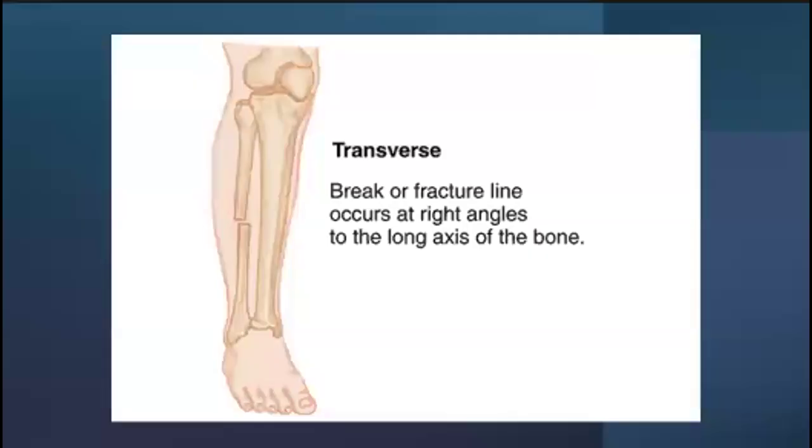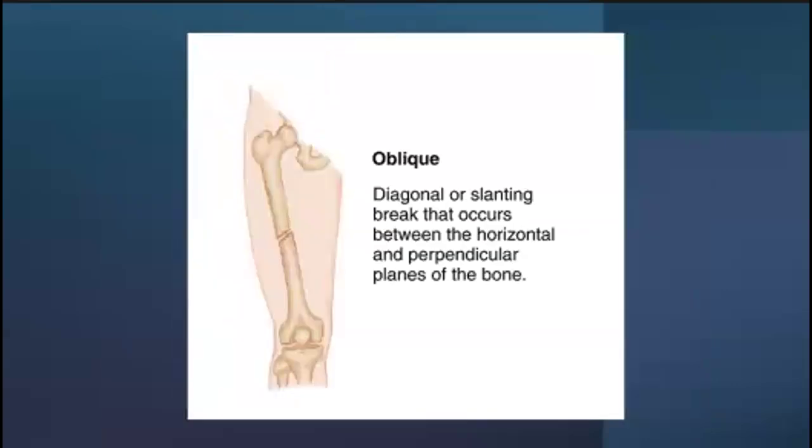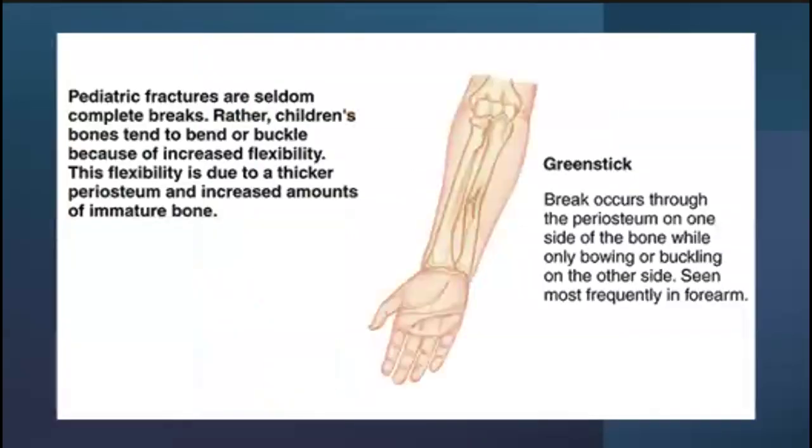So the first fracture is a transverse, which is a break at the line, and it occurs at right angles to long axis bones. This is not a common fracture that we see in children because it takes a lot of force on a child's bone to create that type of fracture. Oblique: this is a diagonal or slanting break that occurs between the horizontal and the perpendicular planes of the bone. Again, not commonly seen.